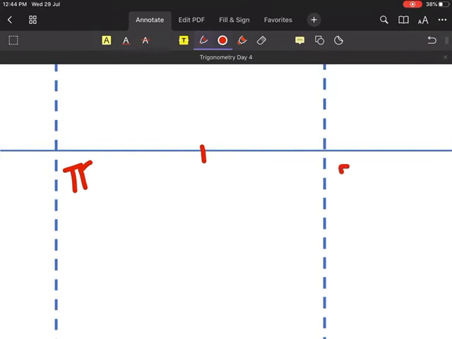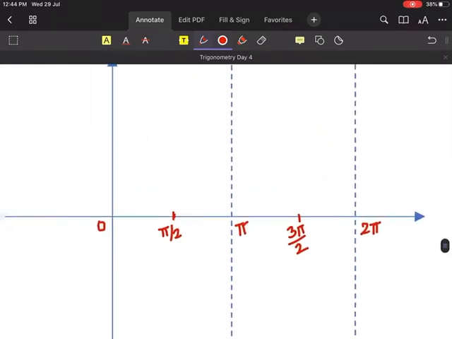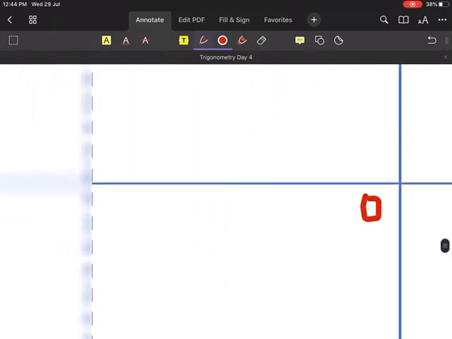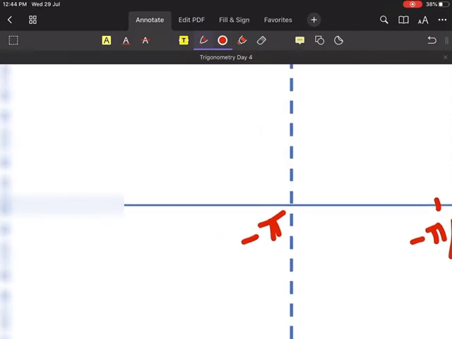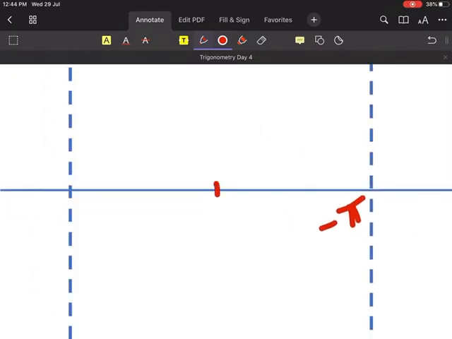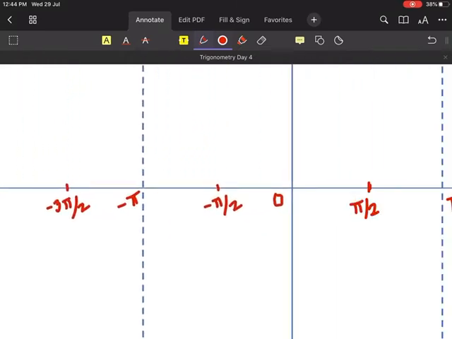Then I have this one, how much will this one be? Guys, tell me. It will be 270 degree, right? And 270 degree is 3 pi by 2. And in the same way, it will go in this direction. So I will have here minus pi by 2. Here it will be minus pi. Here it will be minus 3 pi by 2. And here it will be minus 2 pi.